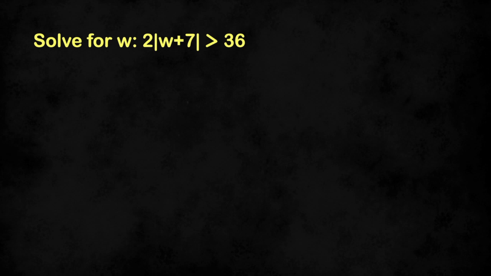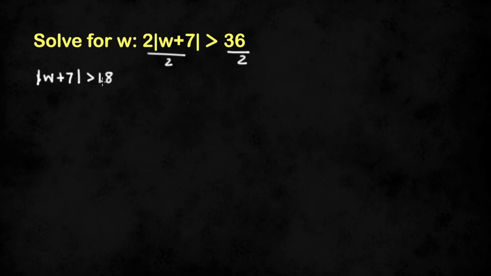In this example, we are asked to solve for w in the inequality 2 times the absolute value of w plus 7 is greater than 36. We must first isolate the absolute value expression by dividing both sides by 2. That leaves us with the absolute value of w plus 7 is greater than 18.